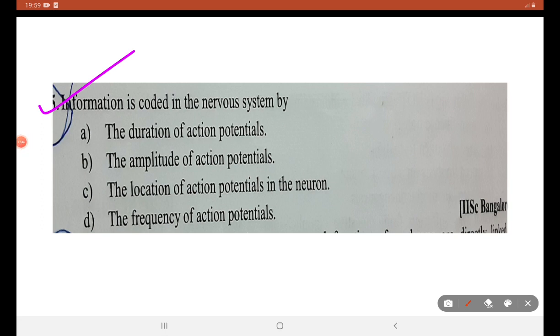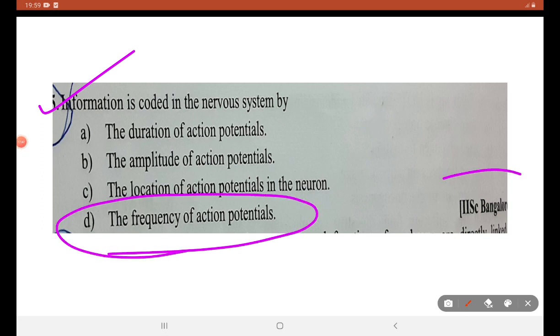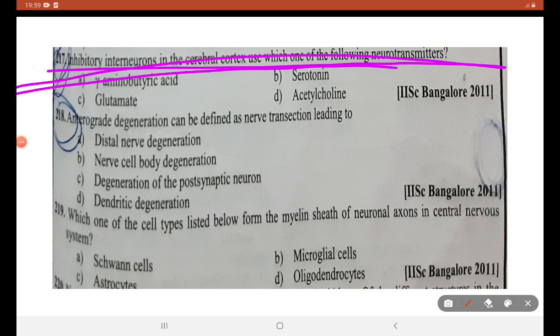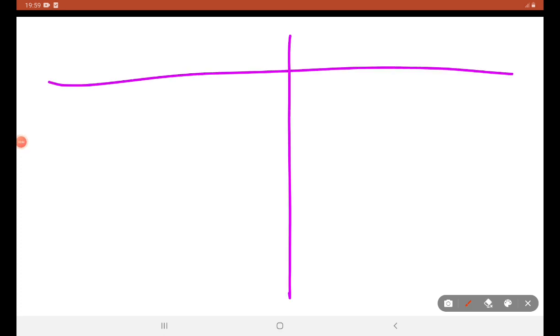Information is coded in the nervous system by frequency of action potentials. This is an IISc Bangalore question. Next, about neurotransmitters. This we are studying right from childhood. So what is an excitatory neurotransmitter, an inhibitory neurotransmitter? We have two different classifications in neurotransmission: one is inhibitory neurotransmitter and another is excitatory neurotransmitter.